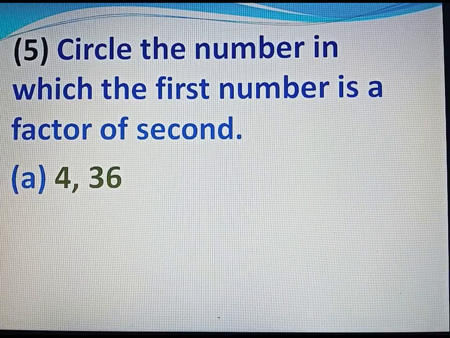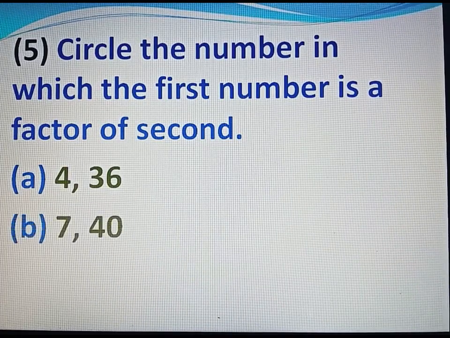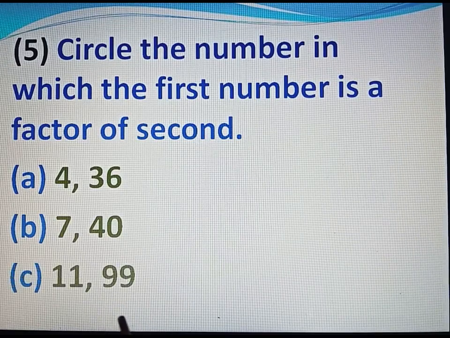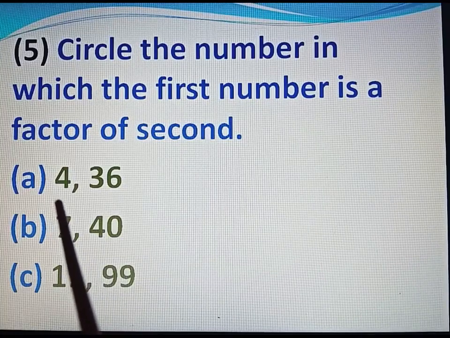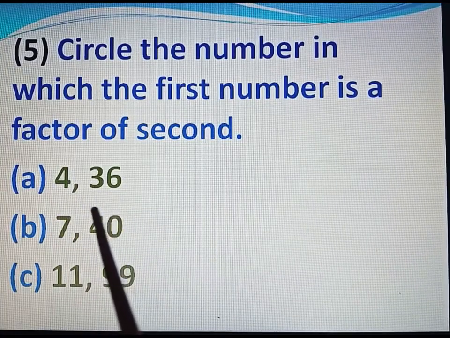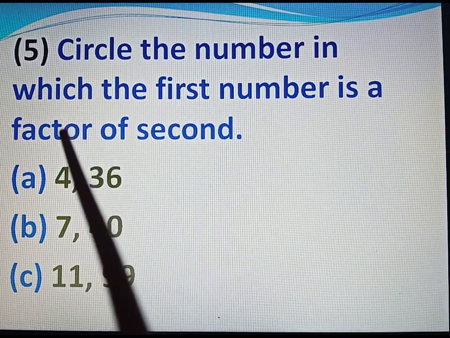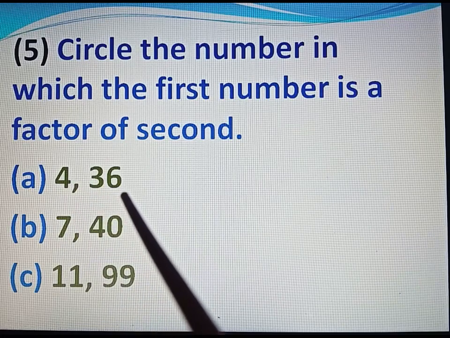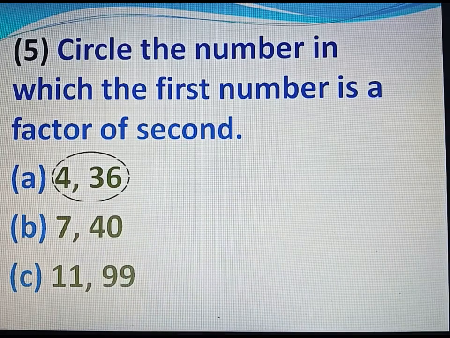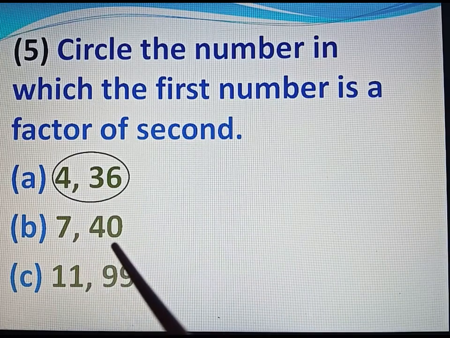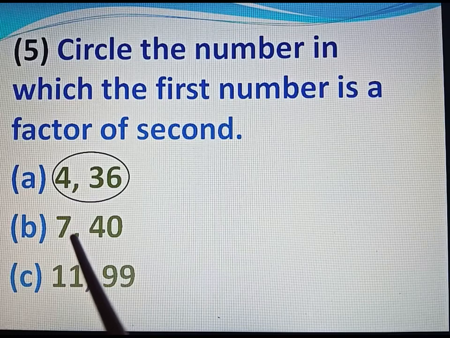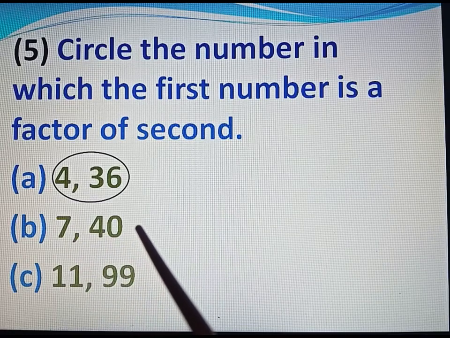See, A part 4, 36; B part 7, 40; C part 11, 99. See, 4, 36. Now see that the first number is a factor of the second. See, 36 is divisible by 4. So 4 is a factor of 36. So circle this number. Now see, 7, 40. Check after division that 40 is not divisible by 7. So 7 is not a factor of 40. So we will not circle this number.